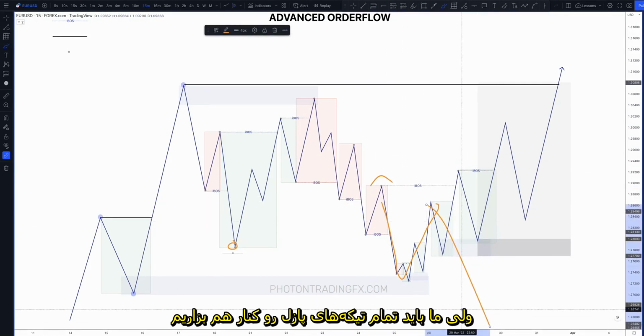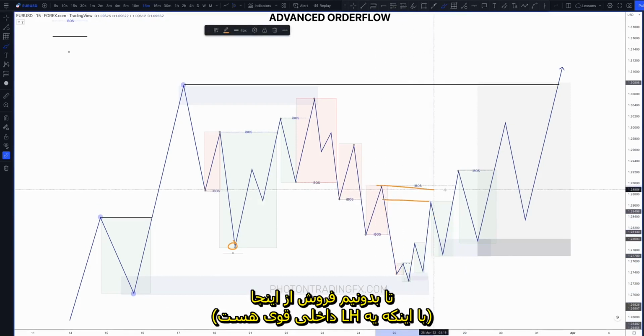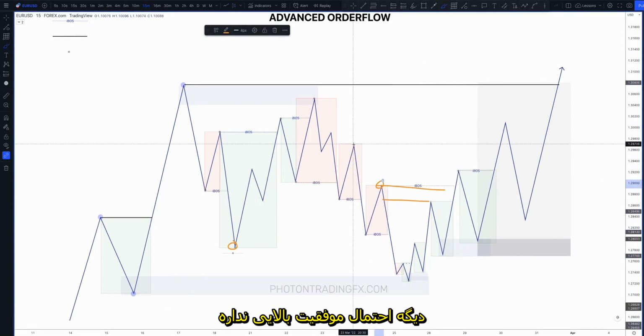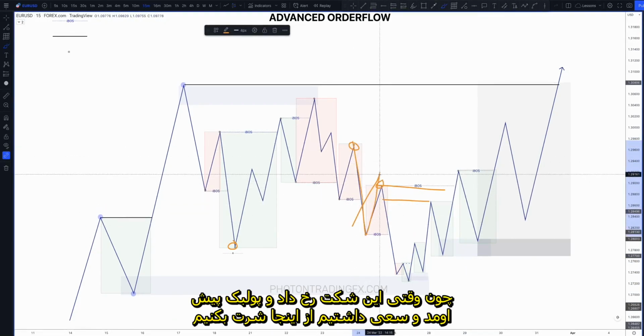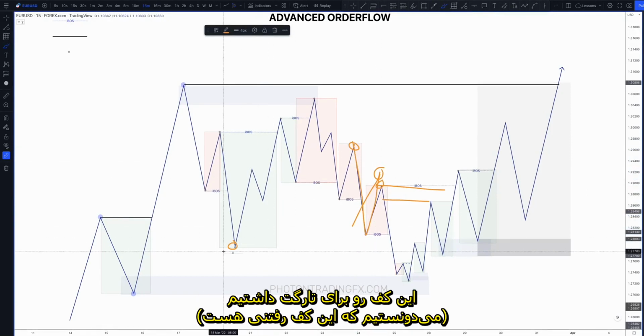But obviously we need to put all the pieces of the puzzle together to know that selling from here, even though it is an internal strong lower high, is not as high probability as when we're pushing up into this point. Because when we had that break and we pulled back up and we were trying to short here, we still had this low to target. We knew it was likely this low was going to go.